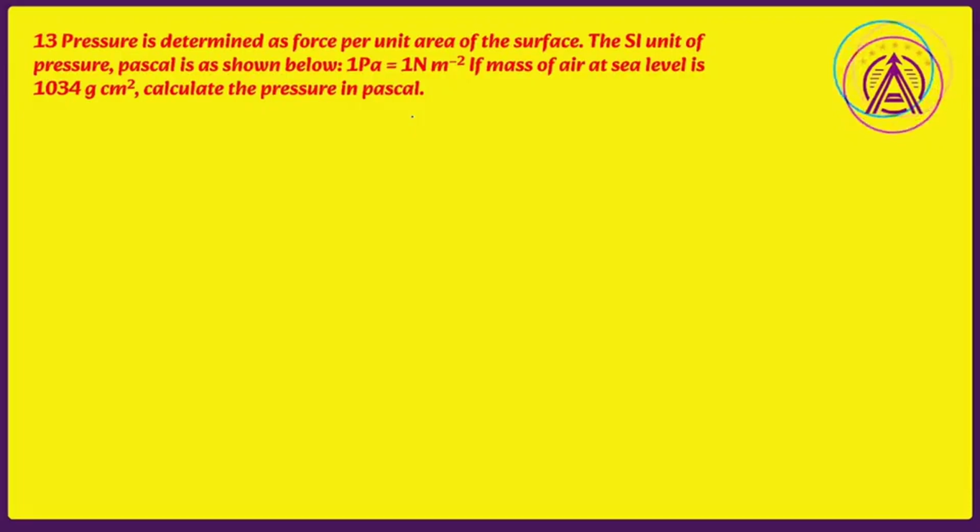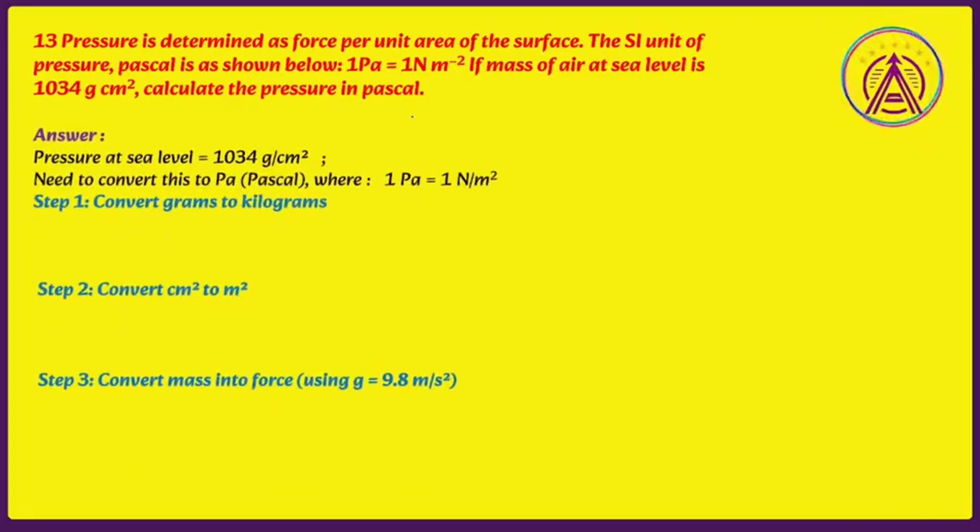Now, a slightly different question where you are mixing your physics and chemistry. So let's see how we can solve it. Okay, so what is given to us? We know that the pressure at sea level is 1034 grams per centimeter square. First, what do we need to convert? We need to convert this to Pascal. We know Pascal is 1 Newton per meter square. And what is it? It is force per unit area.